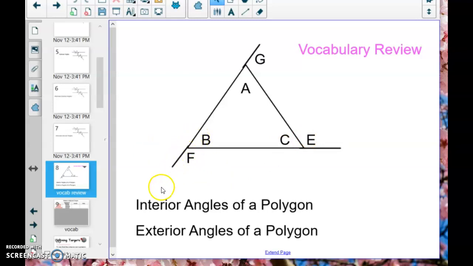So if I continue this line here, that's going to create angle F, but if I continue this line here, that would also create one more exterior angle. So technically, at each of these points, there are 2 exterior angles that are created on that polygon.